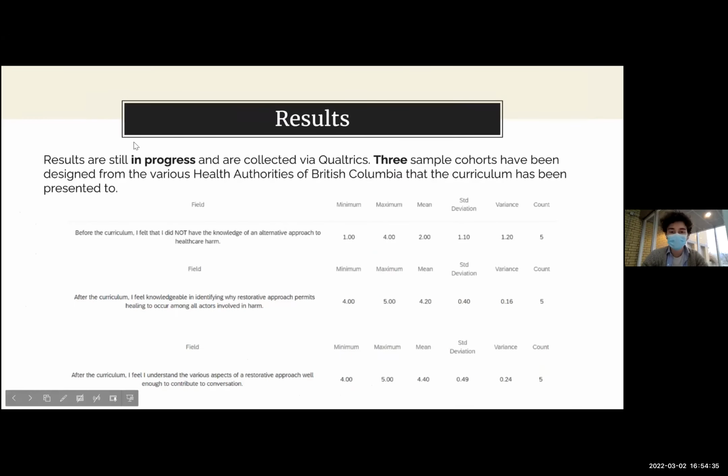Wonderful, thank you, friends. And as for the results, one of our main objectives had been to evaluate the pilot curriculum following development. After it was released and published to health authorities, a Qualtrics survey was released immediately, which used an amalgam of open-ended and closed-ended questions so as to evaluate the effectiveness of the curriculum in introducing the principles of a restorative approach.